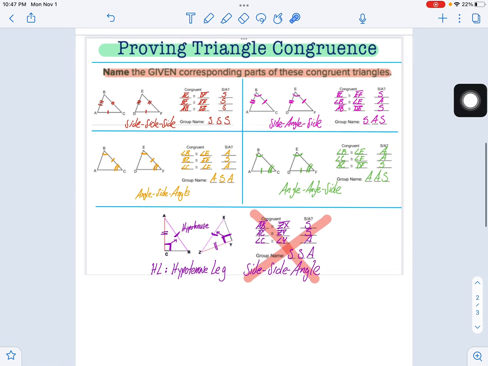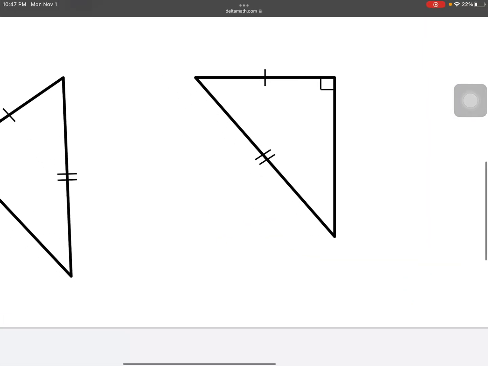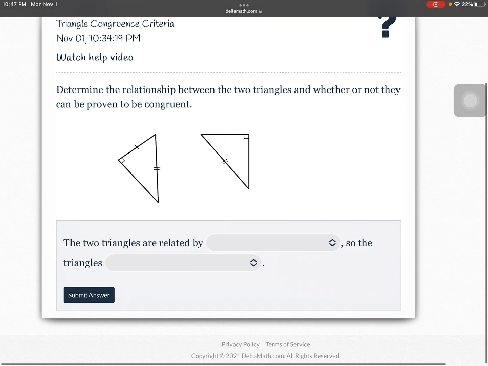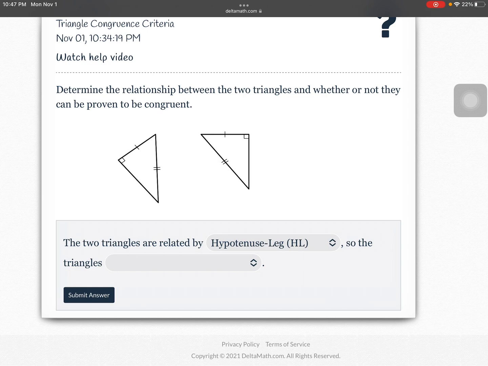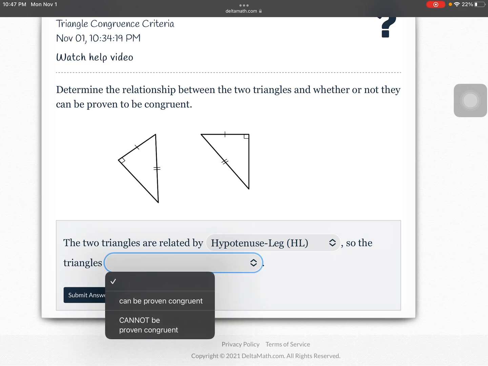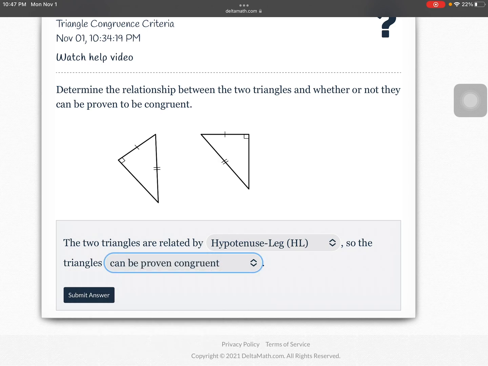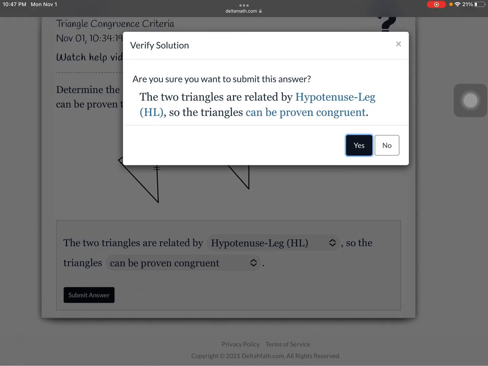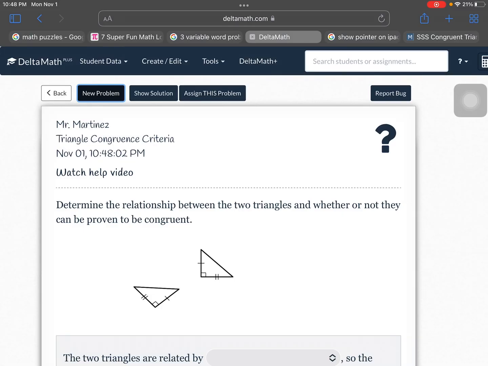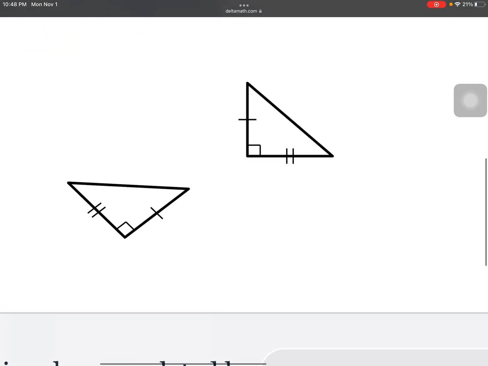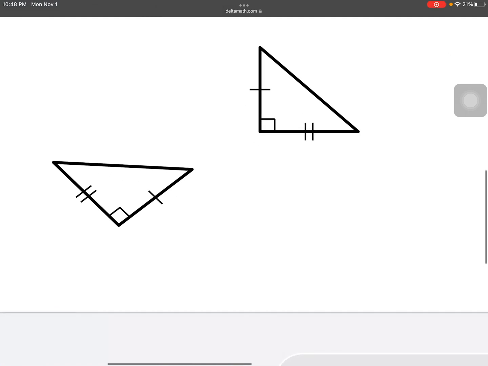So let's take a look. Hypotenuse leg, there it is. That is definitely a way to prove the 2 triangles are congruent. So we can say, there it is. Look, hypotenuse leg. And these triangles can be proven congruent. We enter yes. Submit. And there we go. Okay, let's go to this next one here.